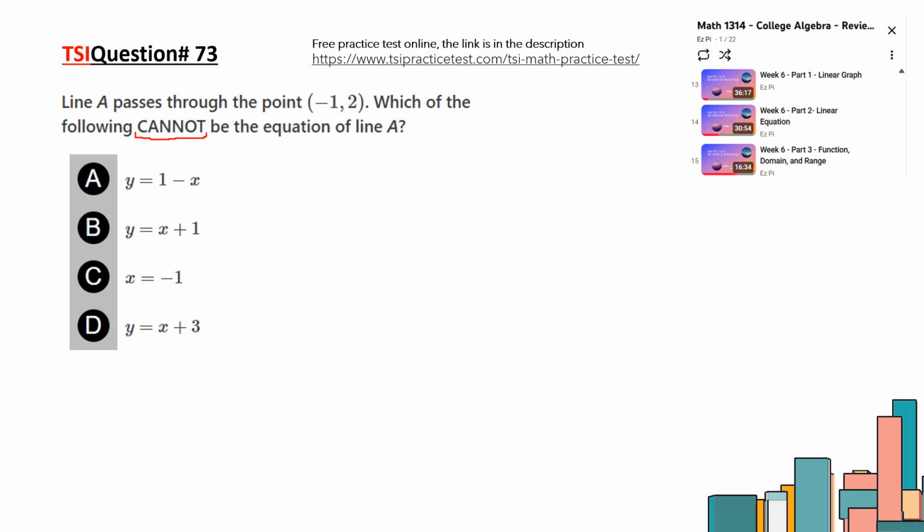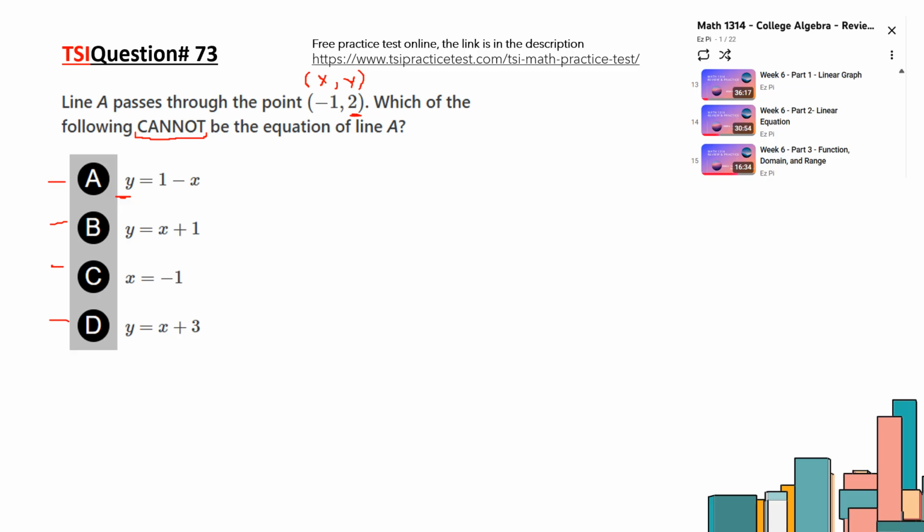Remember, this is the ordered pair, so x comma y. We have to plug in x equal -1 into each of the equations A, B, C, D. If the answer is y equal 2, then it is the point, and line A can be that linear equation. But if it's not, then it's not. All right, so let's plug in.